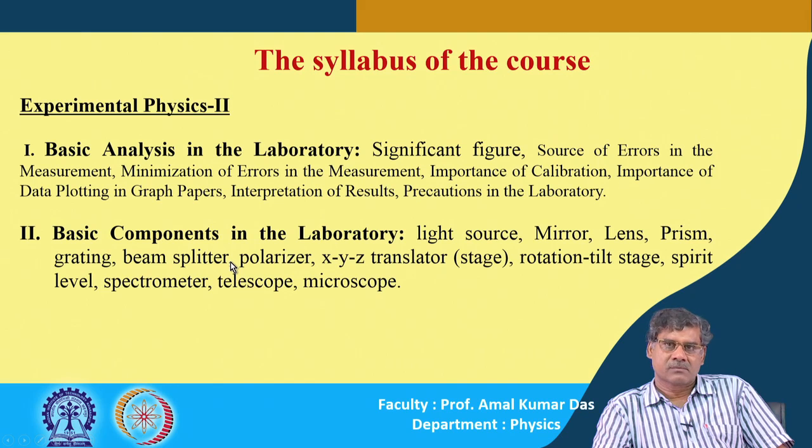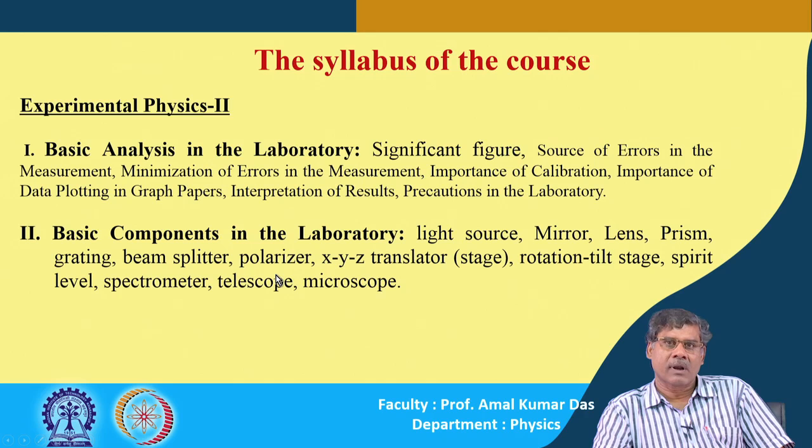Then the beam splitter. From the same source of light, one ray will come, and this ray we can split into two or more using the beam splitter. And polarizers are another tool, used to polarize the light, and to analyze the polarization of the light we also use what is called an analyzer, which is nothing but the same tool.